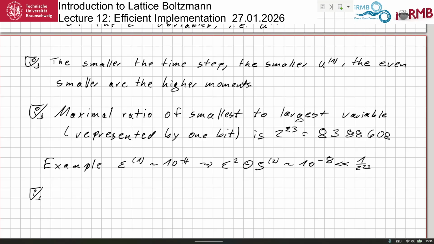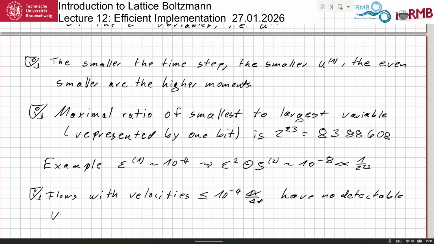So let me point this out. Flows, and you actually see this. If you try to plot the pressure, there is nothing. There's just numerical noise. Flows with velocities smaller or equal 10 to the power of minus 4 delta x by delta t have no detectable variation in pressure. And the same thing is of course true for the shear rate, because it's of the same order. And then you run into all sorts of problems.